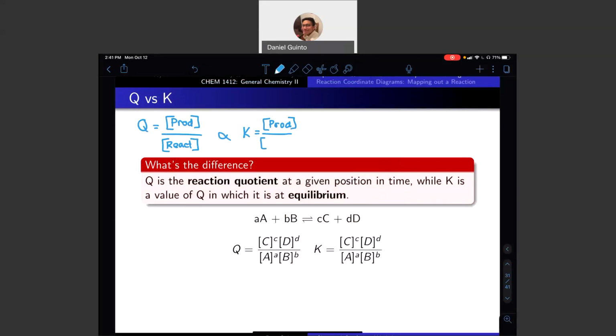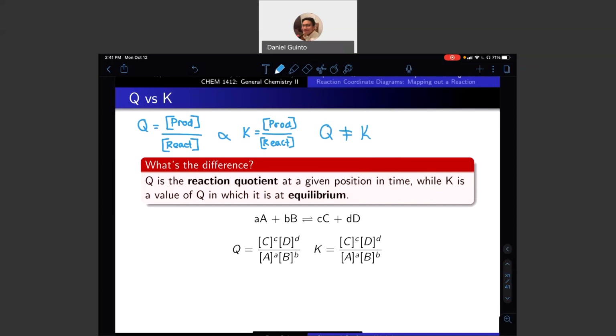But I want you to note one thing here. Just because K and Q are calculated the same, K does not always equal Q. That's a very important distinction to make. They can equal each other, but that's not always guaranteed.